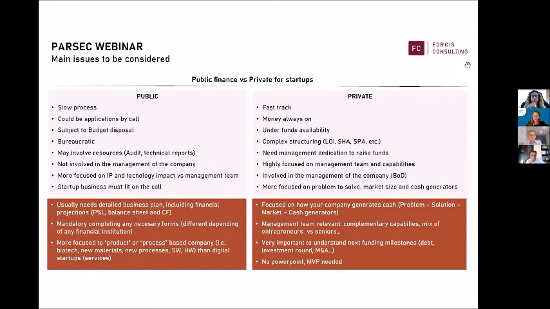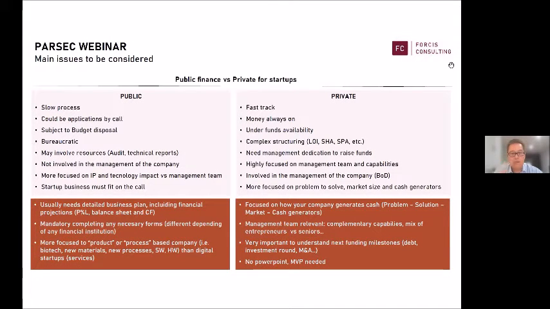What could be the main issues to be considered by a company interested in getting finance? There are some issues that startups should have in mind. From the vision of a public funder, the process is slow. Normally, you have to be prepared to go through a slow process. In these cases, applications are normally by call. It's not open all the time, 24 hours, 7 days a week. Some calls are open, and you have to be prepared to move forward at that moment.